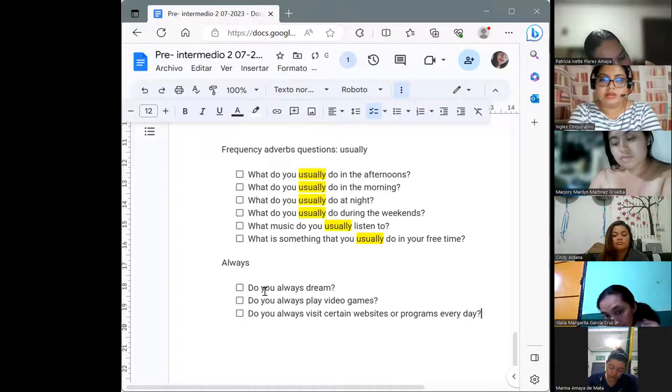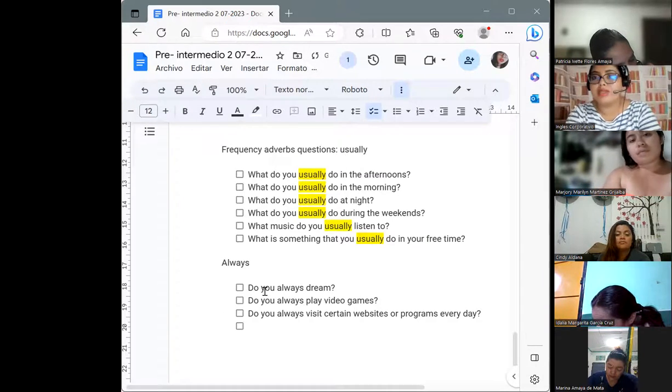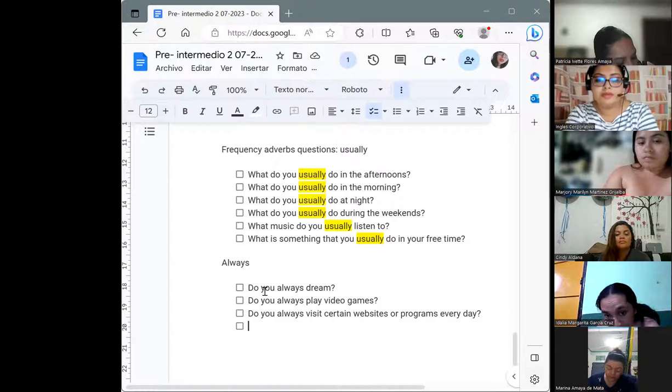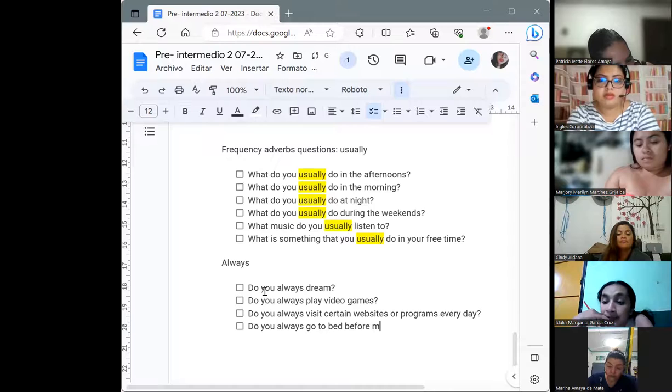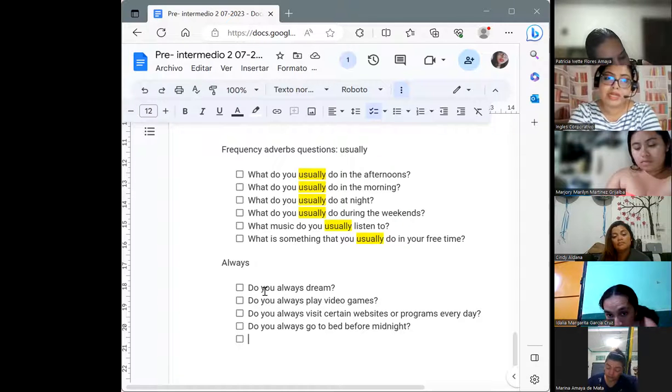This one is a long question. It's kind of long, but if you can see, we are repeating the same structure at the beginning of the question. Number 4, we are going to do 6, like in the first group. Do you always go to bed before midnight? Next one, do you always go to bed after midnight? In this case, we have two questions that are almost the same, but we are talking about different moments in the night.